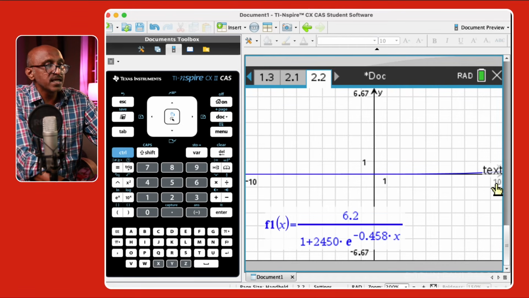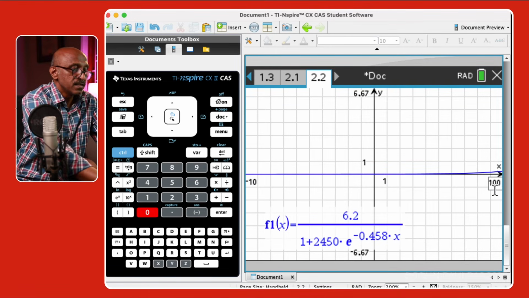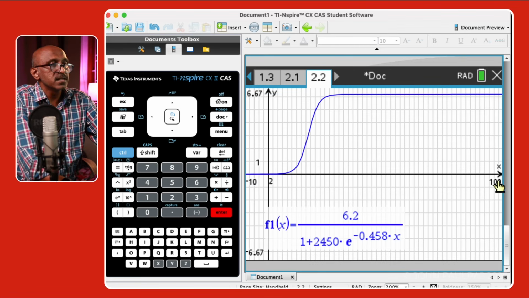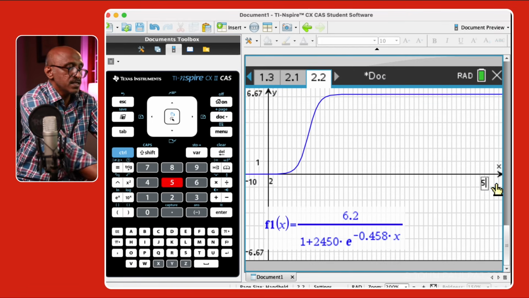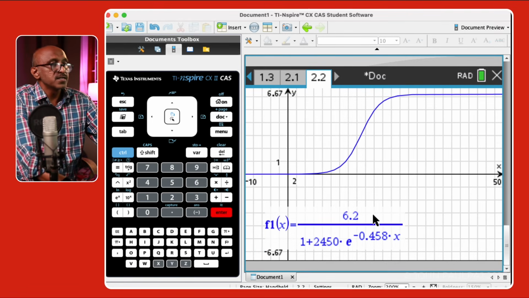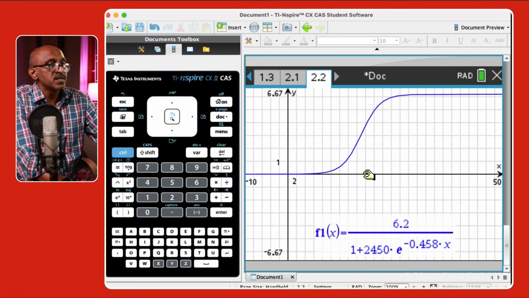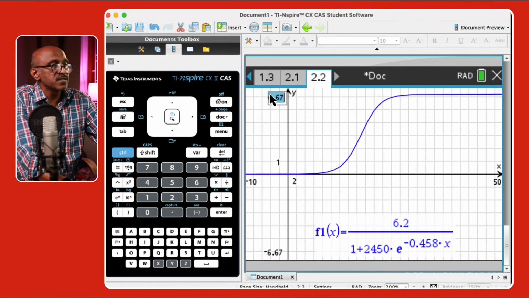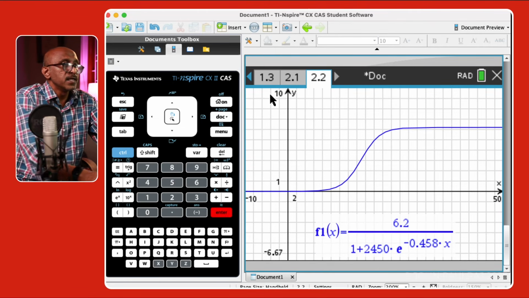If you want, you can just change that to maybe 100. Let's see what the graph looks like. Okay, let's make it maybe 50 and see. There you go, nice logistic graph. Maybe you can even change that slightly to 10. There you go, that's nice.